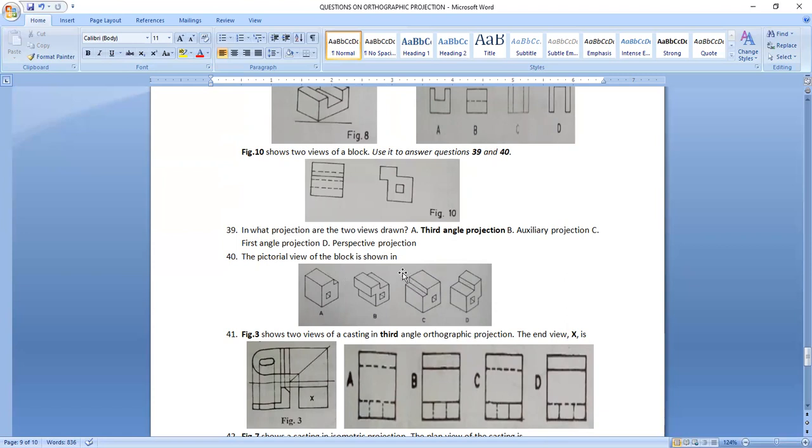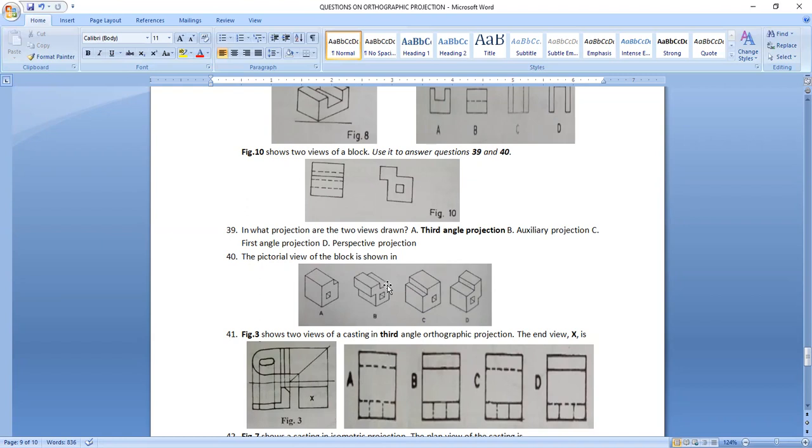Now, looking at all the options that we have here for question 40, we are told that we should choose the pictorial view of the block. They want us to choose the pictorial view, or the isometric view, of the block. So option B is the answer to this question.